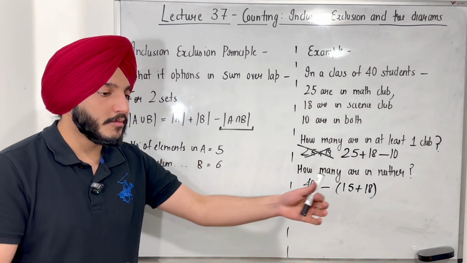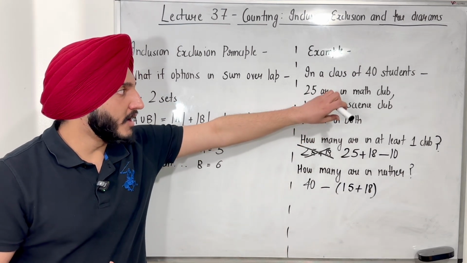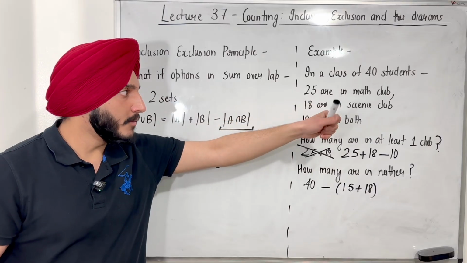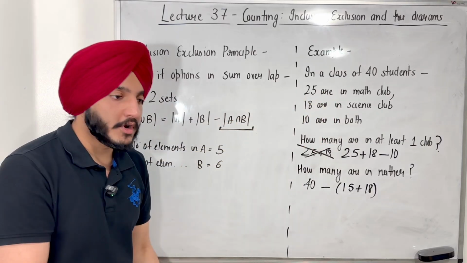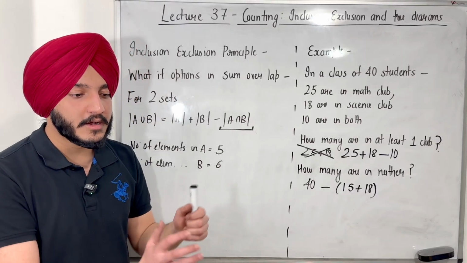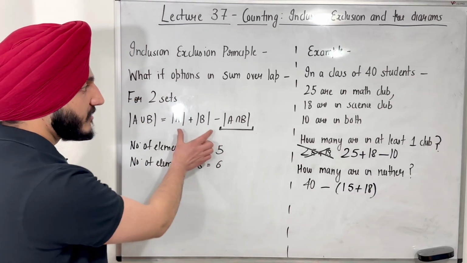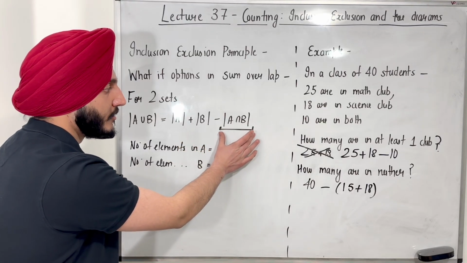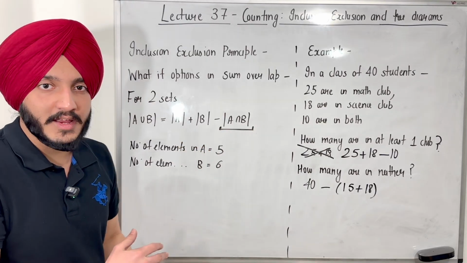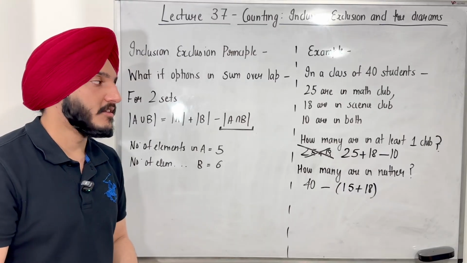So that's exactly what we do. Okay, 25 in math club and 18 in science club, there is some overlap happening because they mentioned that there are 10 in both. So what I would have to do is first add whatever the elements are in the sets, math club plus the science club, and then subtract whatever the overlap is, right? It's very basic math in very simple terms, right?